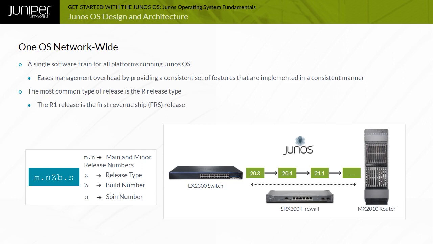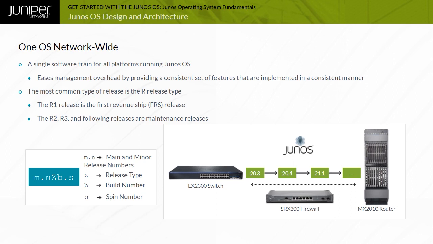The most common type of release is the R release type. The R1 release is the first revenue ship, or FRS release. The R2, R3, and following releases are maintenance releases. New R releases such as R2 and R3 include bug fixes only. That is to say, version 20.3R2 does not contain any features not included in 20.3R1. New features are not introduced until version 20.4R1.